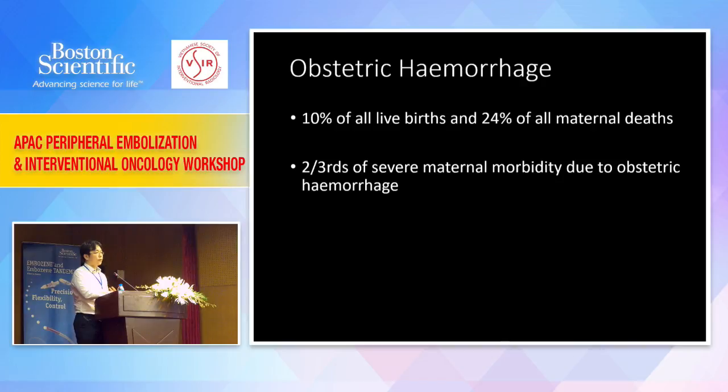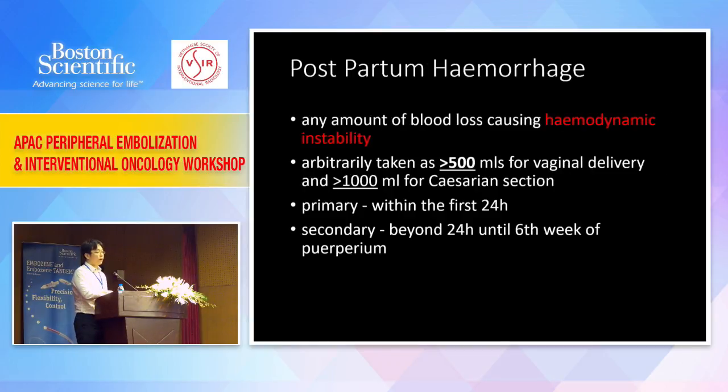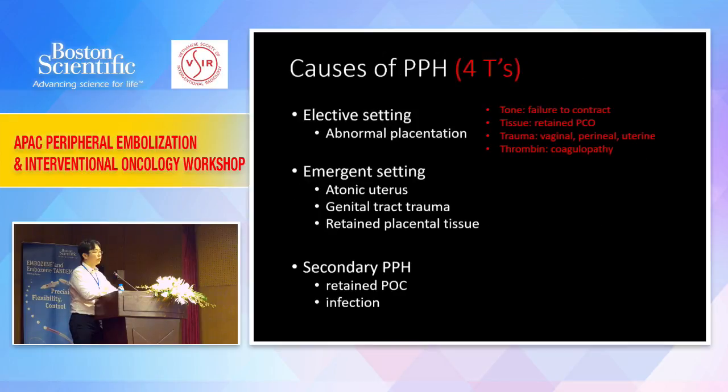Now we know that PPH or obstetric hemorrhage occurs in about 10% of all live births and it's a cause of 24% of all maternal deaths. Two-thirds of these are severe due to obstetric hemorrhage. The amount is such that it's causing hemodynamic instability, and arbitrarily is taken as 500 ml for vaginal delivery and more than a liter for a C-section. Primary and secondary is based on when it occurs, whether within 24 hours or beyond 24 hours.